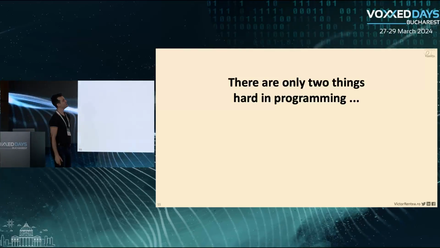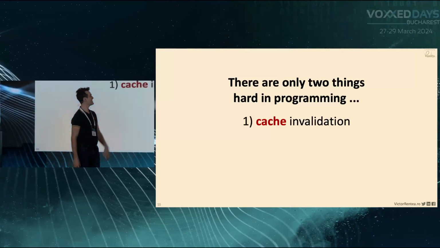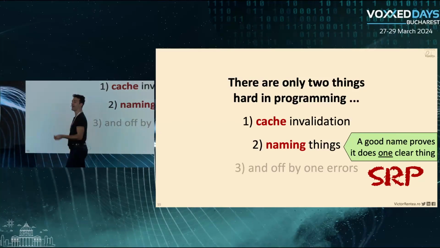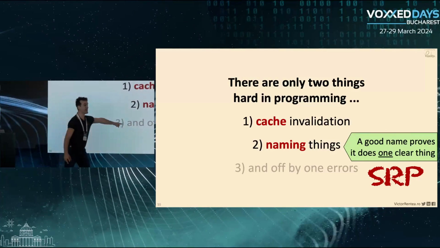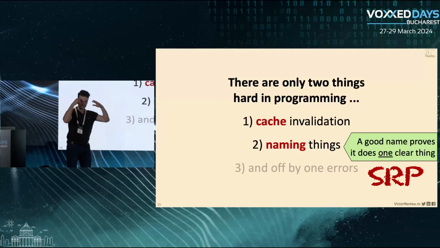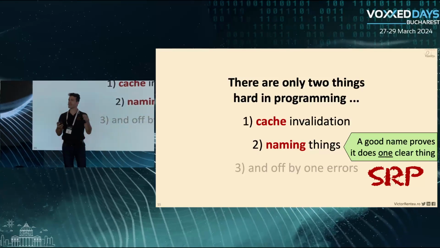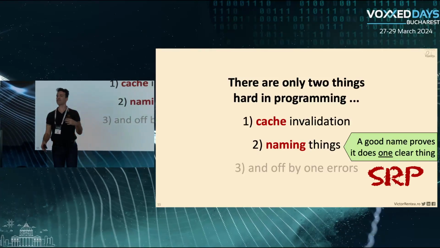Continue this quote. There are only two things hard in programming. Caching, validation, and naming things. Naming is so hard because, and not by one error, thank you. Caching is so hard because, caching. Yeah, caching is hard. Naming is so hard because if we can name the beast, you defeated the beast.